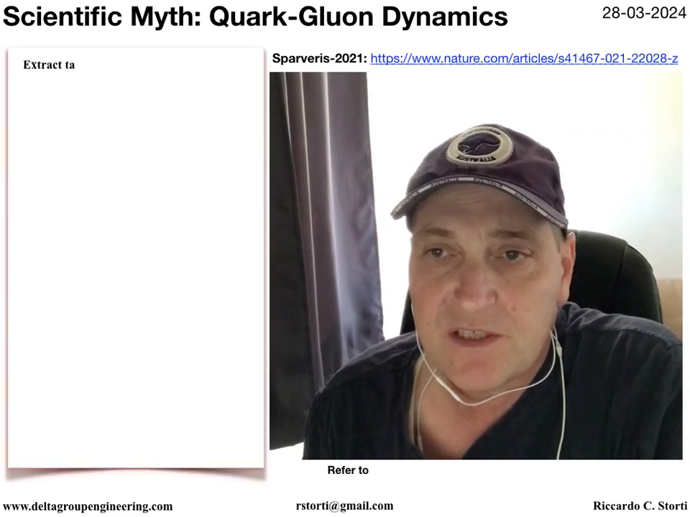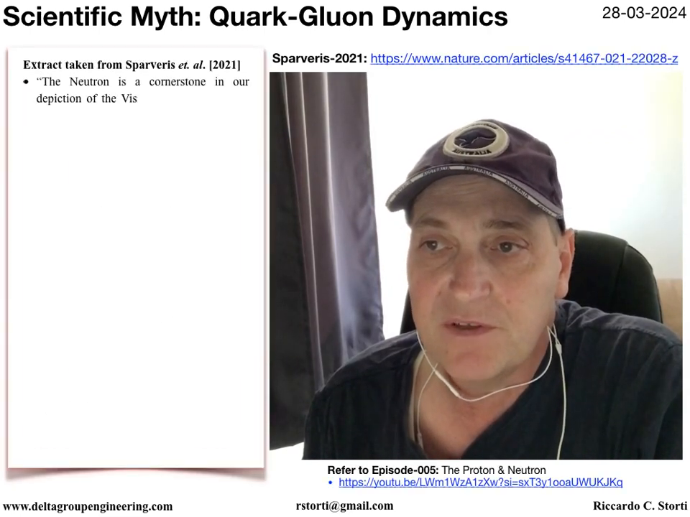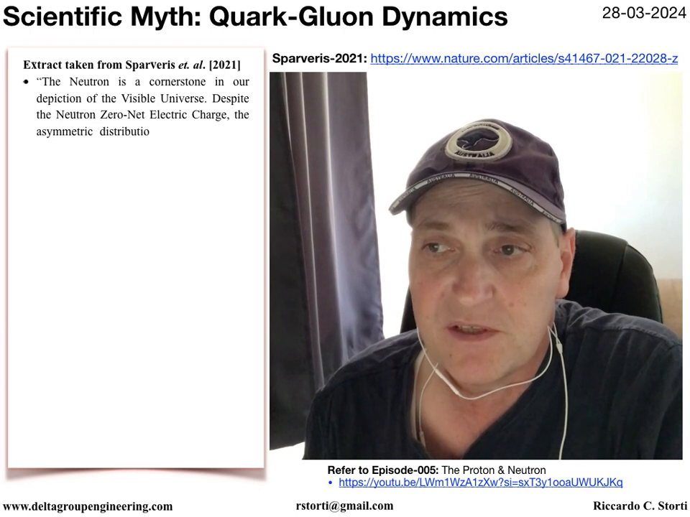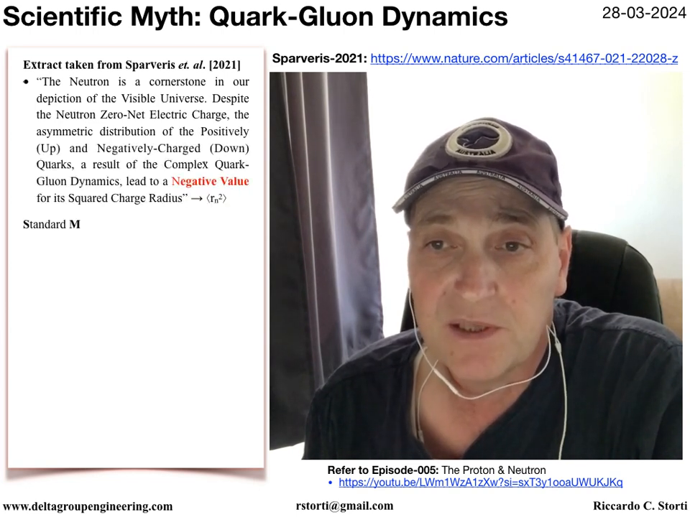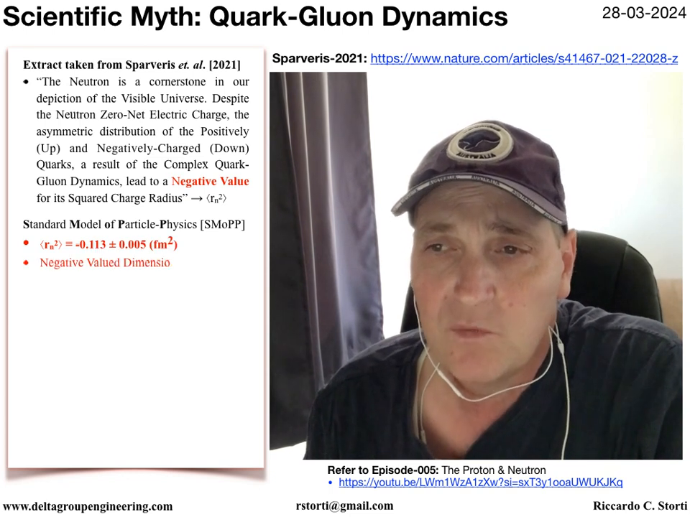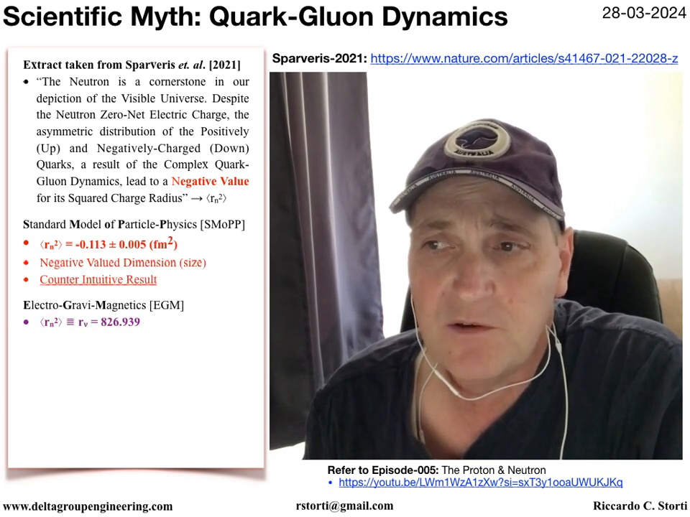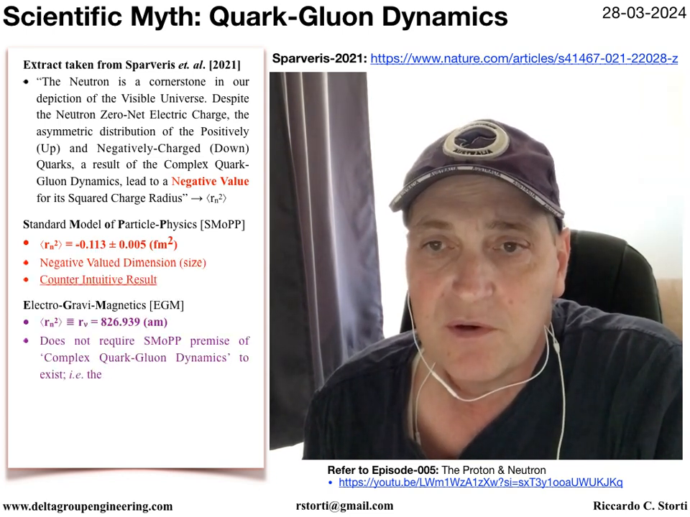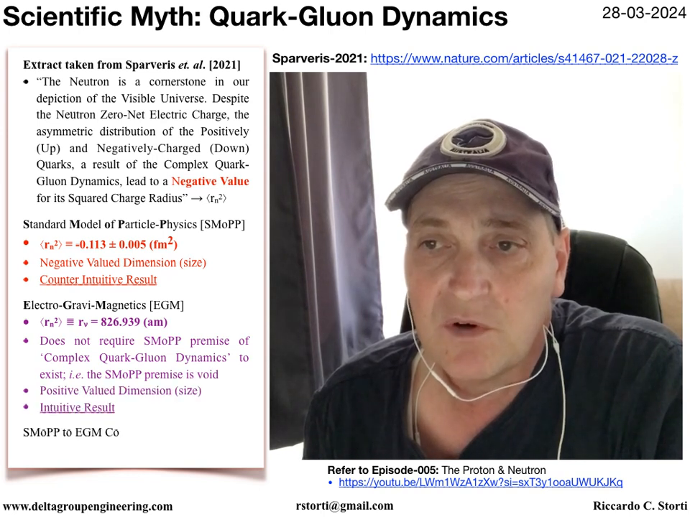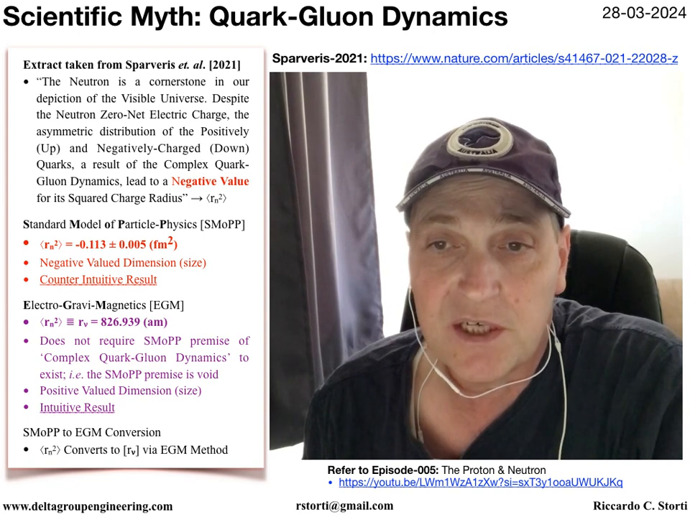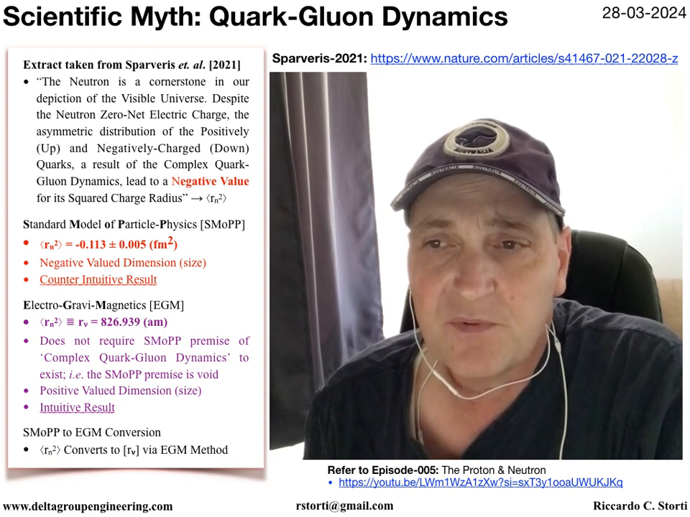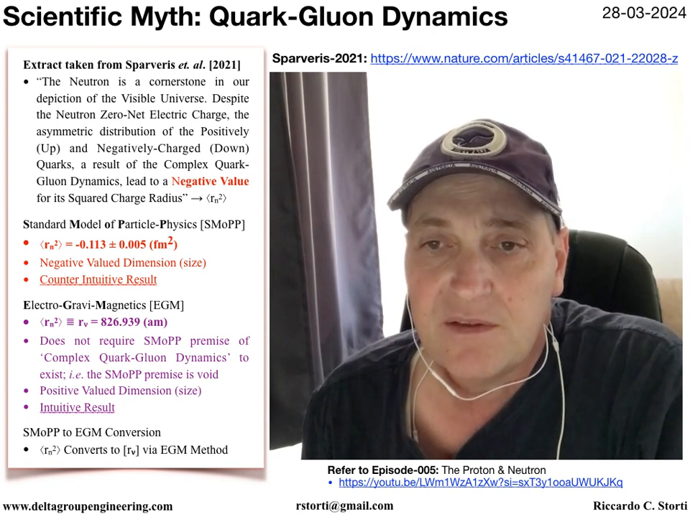G'day viewers, in this episode we're going to disprove the standard model of particle physics premise that the value of the neutron mean squared charge radius is driven by complex Quark-Gluon dynamics, which forces it to take a negative squared value. We are going to show, by referring to episode 5 on this channel, how we derived an experimentally verified exact analytical solution for the neutron mean squared charge radius, which does not need to be expressed as a negative squared quantity. That is to say, it can be expressed as a negative squared quantity if you wish, but it does not need to be.